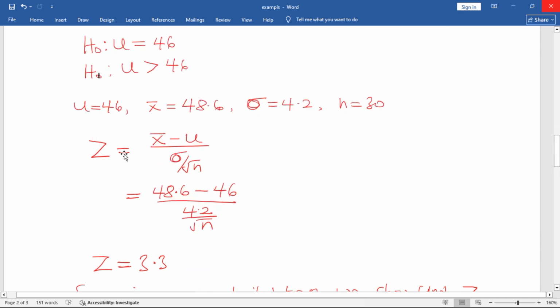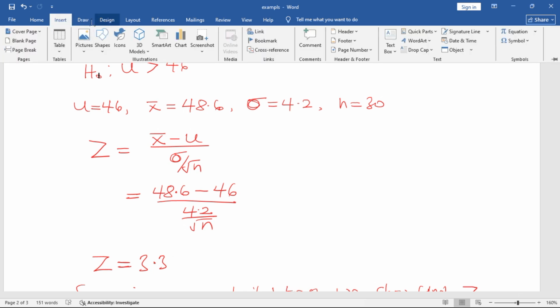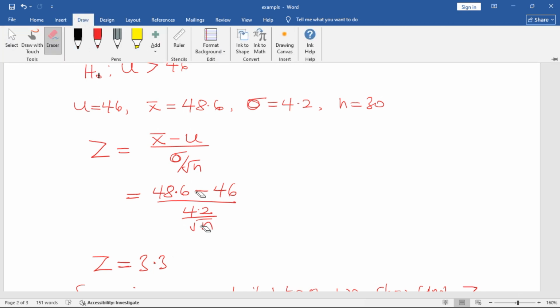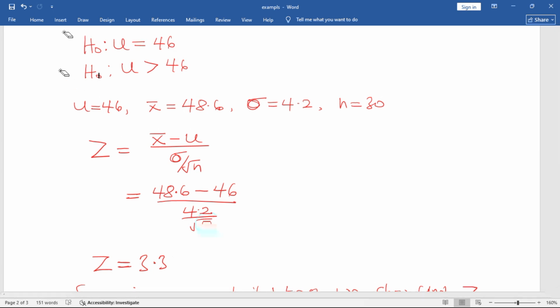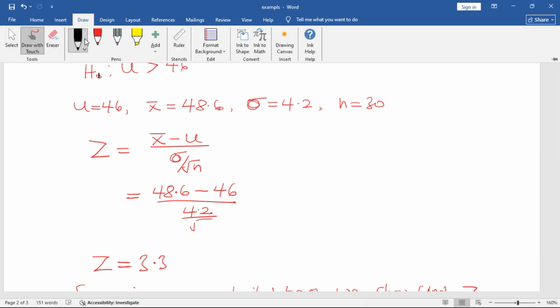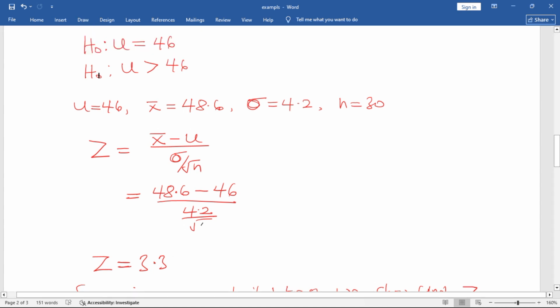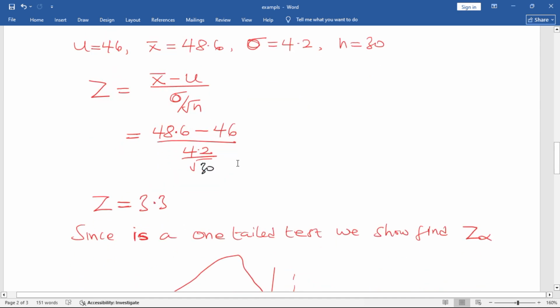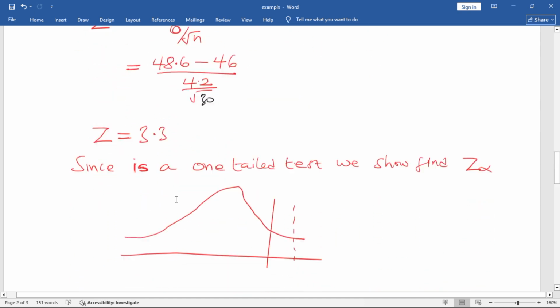And this is our z. We said our z is equal to x bar minus mu divided by sigma divided by square root of n, where we are going to have 48.6 minus 46 divided by 4.2 divided by square root of n. And we know that our n is given as 30. So once you punch this into your calculator, you're going to get 3.33, right?